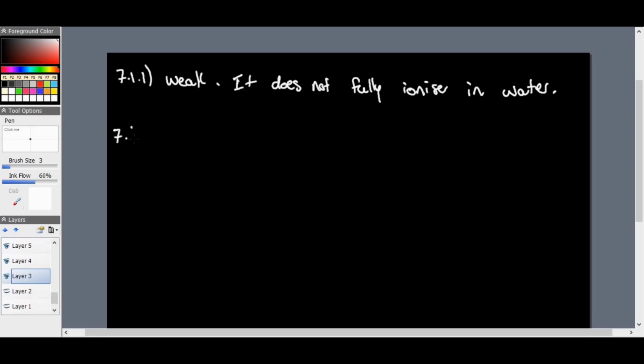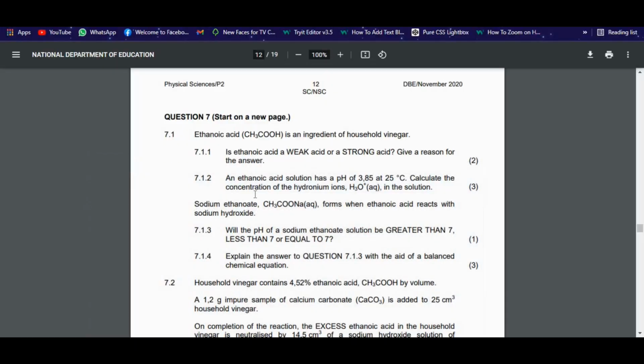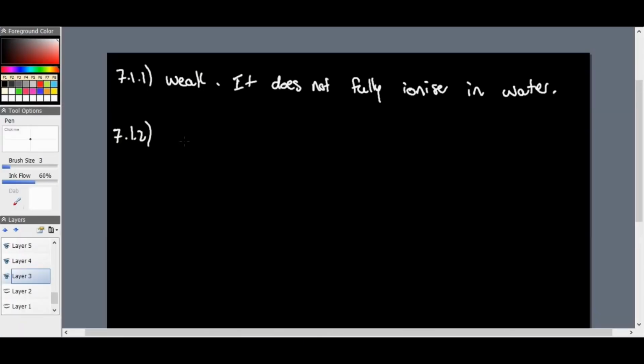Now, I believe there was 7.1.2. Let's go find that question. An ethanoic acid solution has a pH of 3,85 at 25 degrees Celsius. Calculate the concentration of the hydronium ions, H3O+, in the solution. All right, well, that should be basic. The pH formula is equal to negative log of the concentration of H3O+, like that.